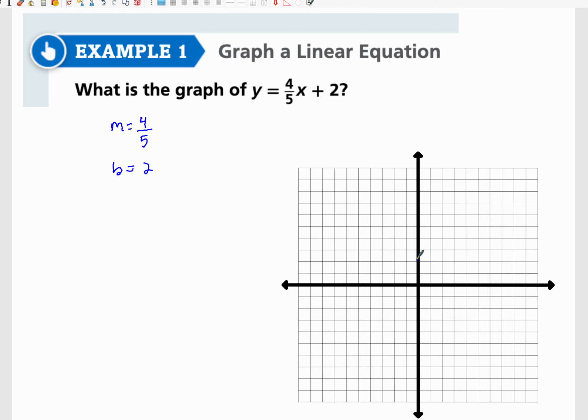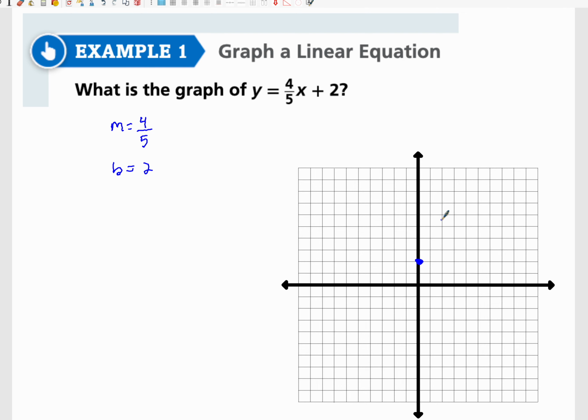Up 2, because that's the y-intercept right there. And now I need to do the slope. Slope is rise over run. So I know the line has to go through this blue point. It has to go through that y-intercept. Do you understand how we got this point?